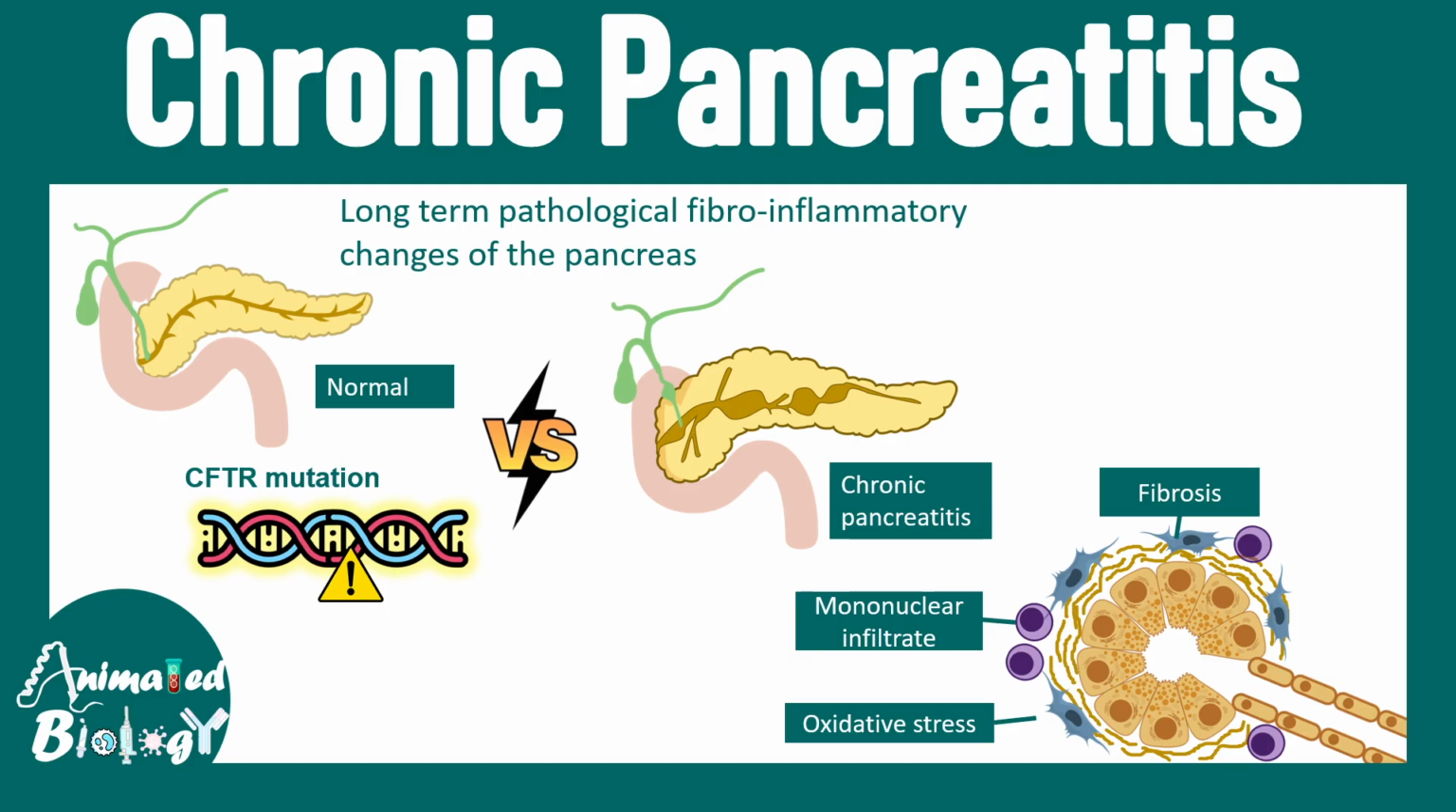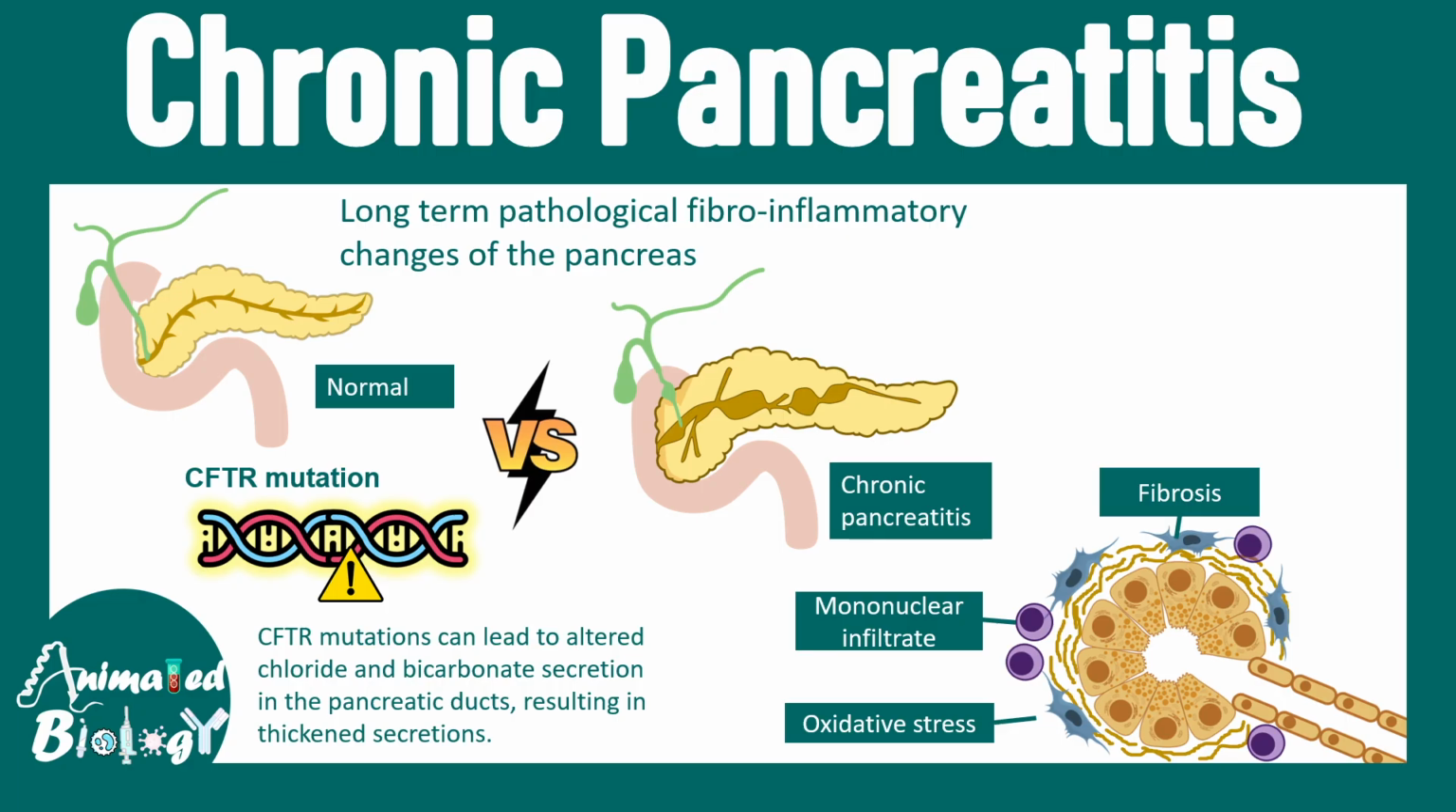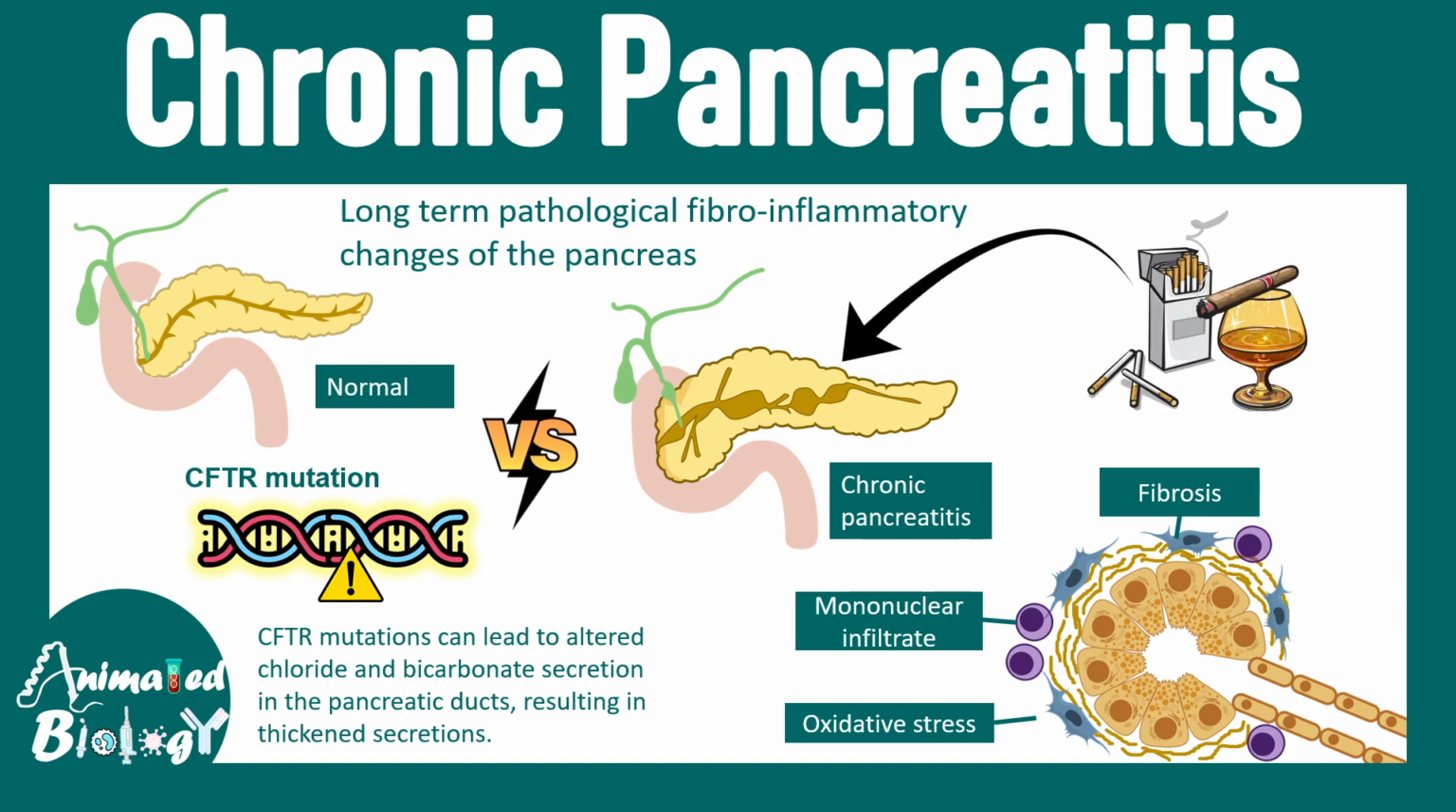Also, there could be genetic components underneath chronic pancreatitis. One of the most common factors is CFTR gene mutation. CFTR mutation can lead to altered chloride and bicarbonate secretion into the pancreatic ducts that results in pancreatic secretion which is more thickened, and it can obstruct the pancreatic ducts. One of the most common reasons for chronic pancreatitis is long-term exposure to alcohol and cigarette smoke. There are many other reasons, but these two are the most prevalent ones.